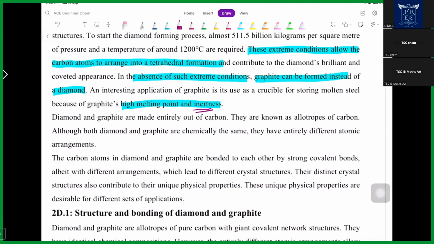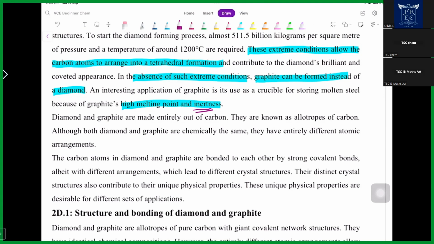When you see this term inert in chemistry, what does it mean? Have you heard of inert gases? Helium is also called an inert gas. Those like group 18 gases, the noble gases, are inert. Why are they called inert? Because they are not chemically active.